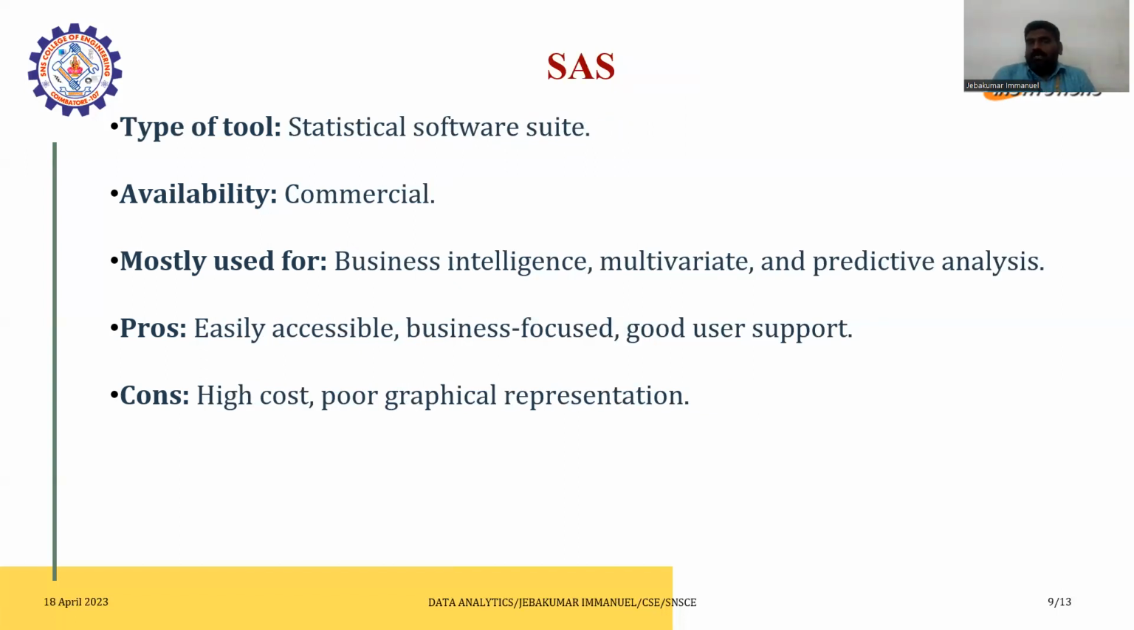The next one is SAS, a statistical software suite. This is available only in commercial mode, not open source. Some trial versions are available only for 2 to 3 days. This is mostly used for BI, business intelligence, and multivariate data analytics. In our previous video, we discussed different types of data analytics. SAS will help with predictive analysis. The advantages are that it is a very good business focused tool with good user level support. The problem is graphical representation. It also has very huge costs. That is also one major problem.